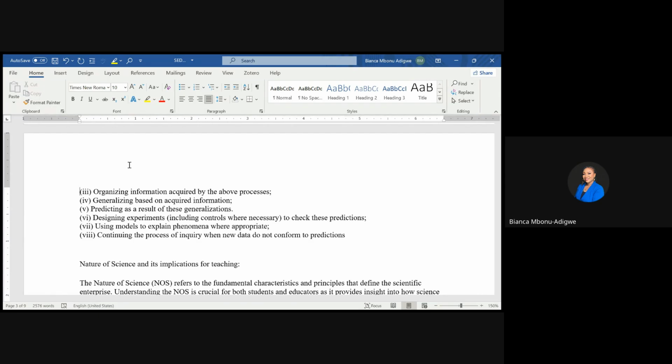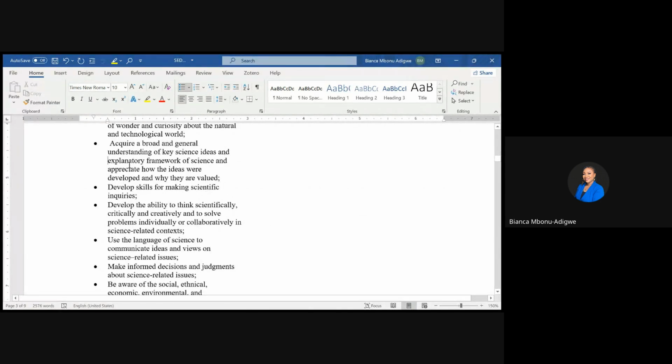I'm not saying anybody is going to fail. I'm just saying that you can actually generalize based on acquired information that you have gathered over and over, over time. You can predict. That's what I just did, saying that this thing happened this time, the other time. You can now predict that it will happen again. You can design experiments. You can explain phenomena using models. So this is what science teaching does for you and I, whether as students or as educators.